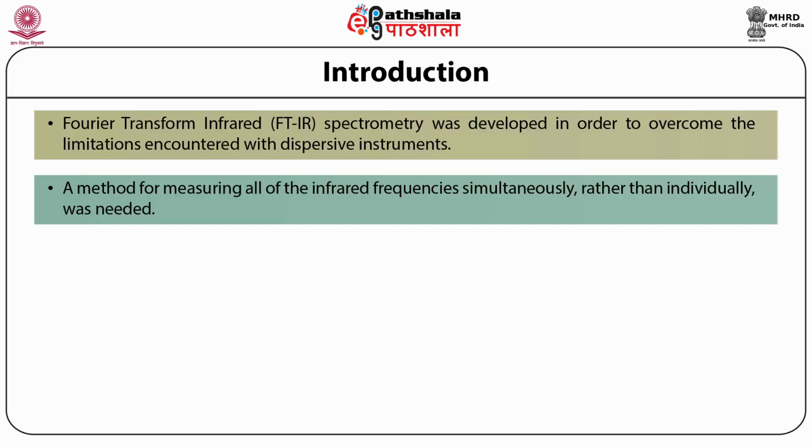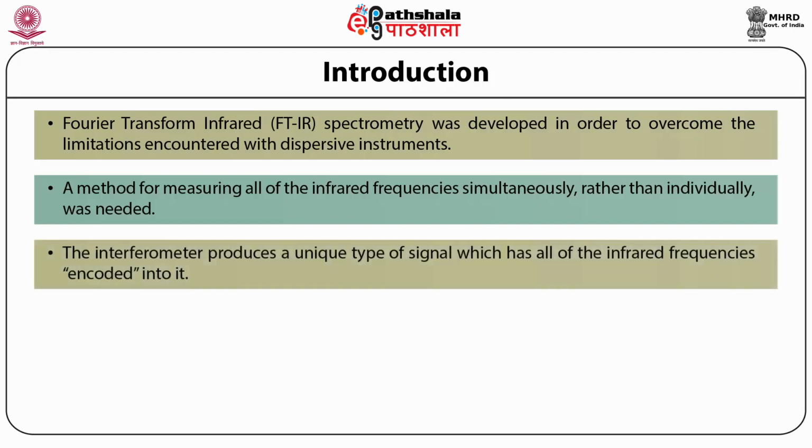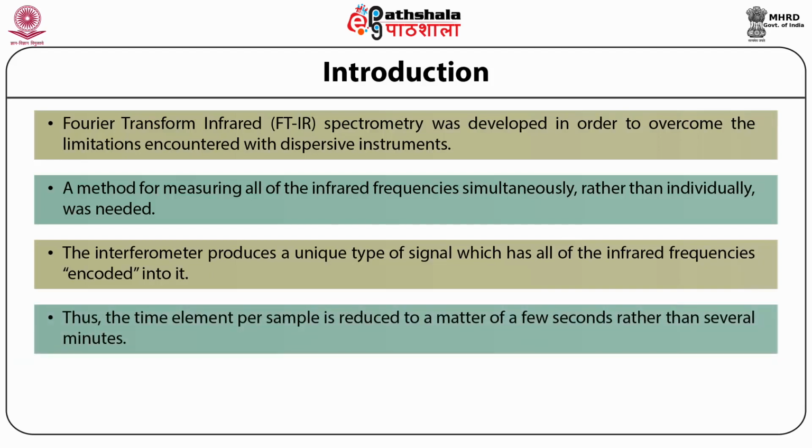A solution was developed which employed a very simple optical device called an interferometer. The interferometer produces a unique type of signal which has all of the infrared frequencies encoded into it. The signal can be measured very quickly, usually on the order of 1 second or so. Thus, the time element per sample is reduced to a matter of a few seconds rather than several minutes.